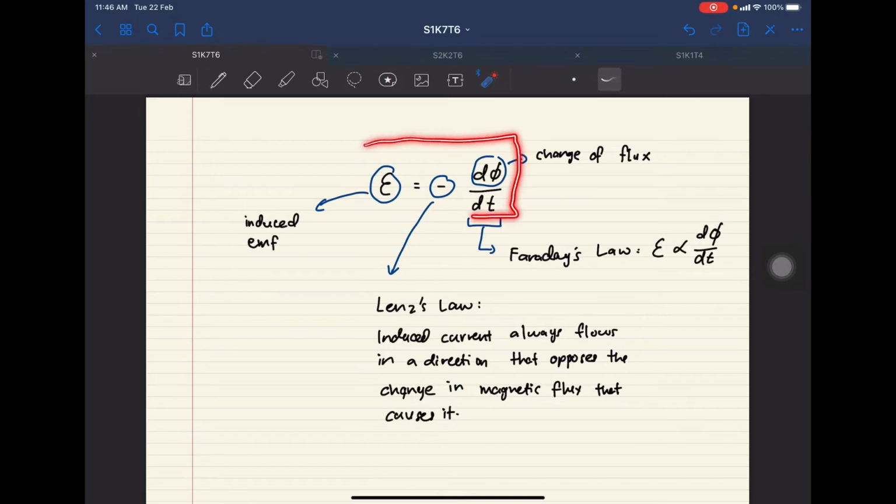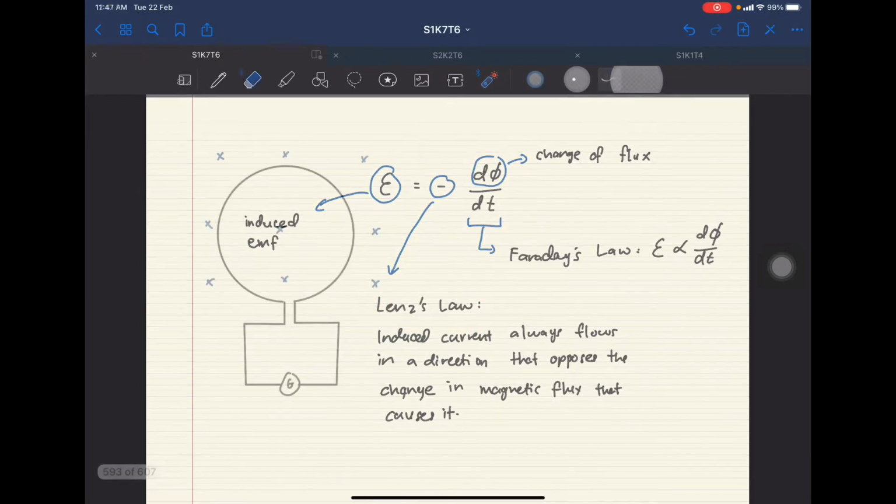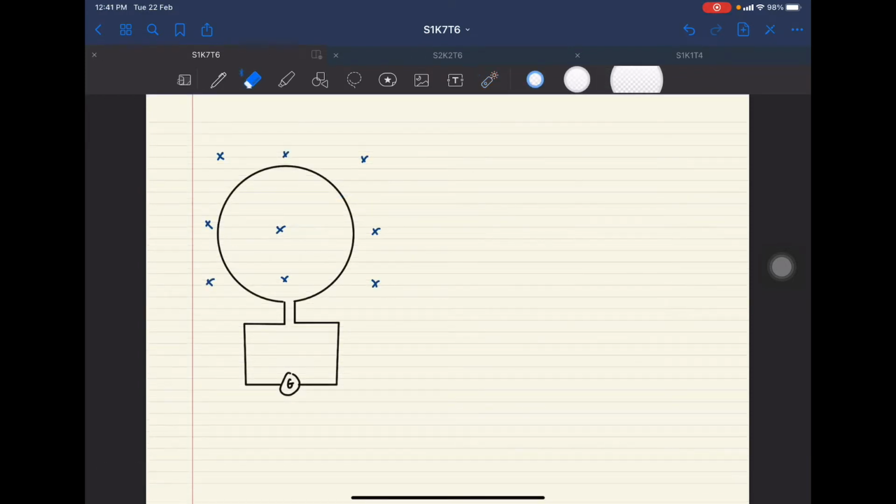So here it says that epsilon is equal to negative dphi over dt. Most of the time when you calculate, you basically focus on this part, and the negative sign explains the direction. So this equation consists of two laws, Faraday's and Lenz's law. Faraday's only states the magnitude of the induced EMF, and Lenz's law explains the direction. According to Faraday's law, if there's any change in flux, you will expect to have induced EMF. So how does that happen, and how do we determine the direction using Lenz's law?